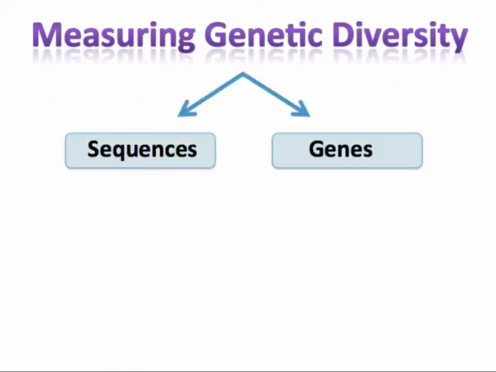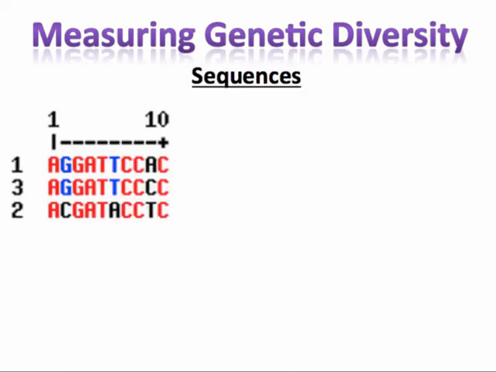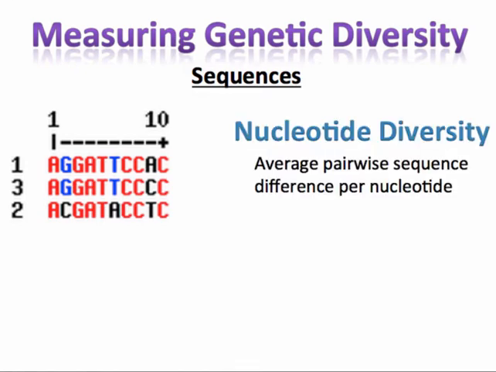So we actually use different metrics for measuring genetic diversity depending on if we're looking at DNA sequences or if we're looking at genes within a population. We're going to start talking about what we do when we are looking at sequences. So here we have 3 different sequences. They are from different individuals and they are aligned together. So all of the common nucleotides match up. And then you can see the blue and the black ones represent areas where they're different between the sequences. So to measure genetic diversity in these types of sequences, we look at nucleotide diversity. And nucleotide diversity is the average pairwise sequence difference per nucleotide.